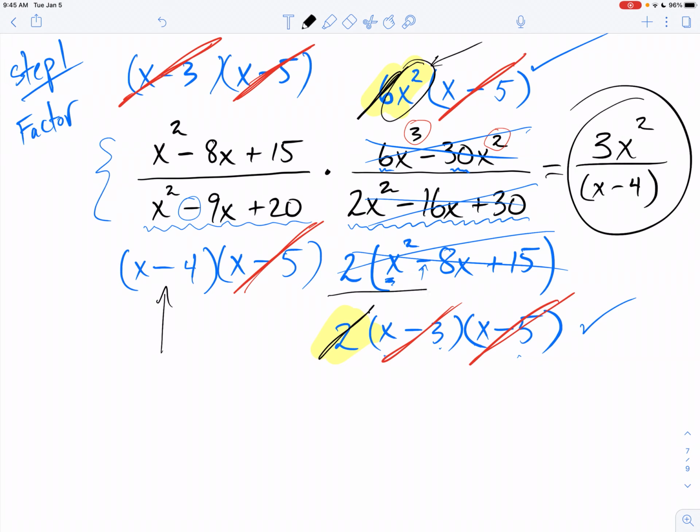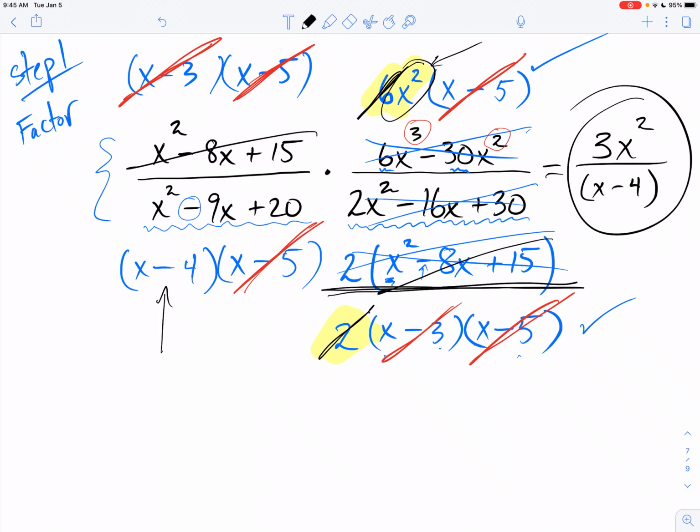Now, I did mention something. When I pulled the 2 out here, do you see how this trinomial matched up with that trinomial? I could have just knocked that sucker out right there. I could have. I didn't. I broke everything down first. But if you see a matching trinomial that matches another trinomial, you can take it out.